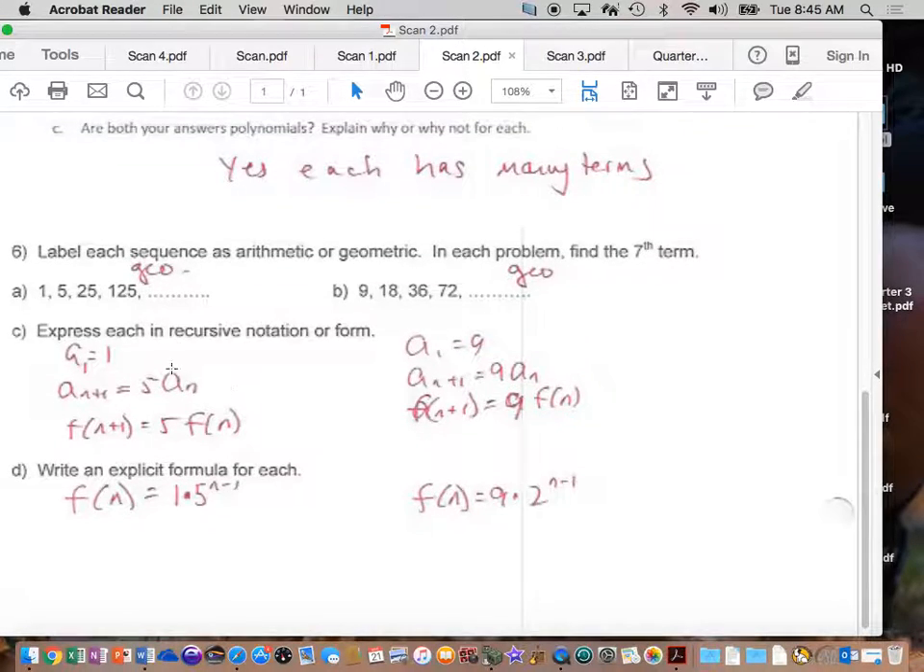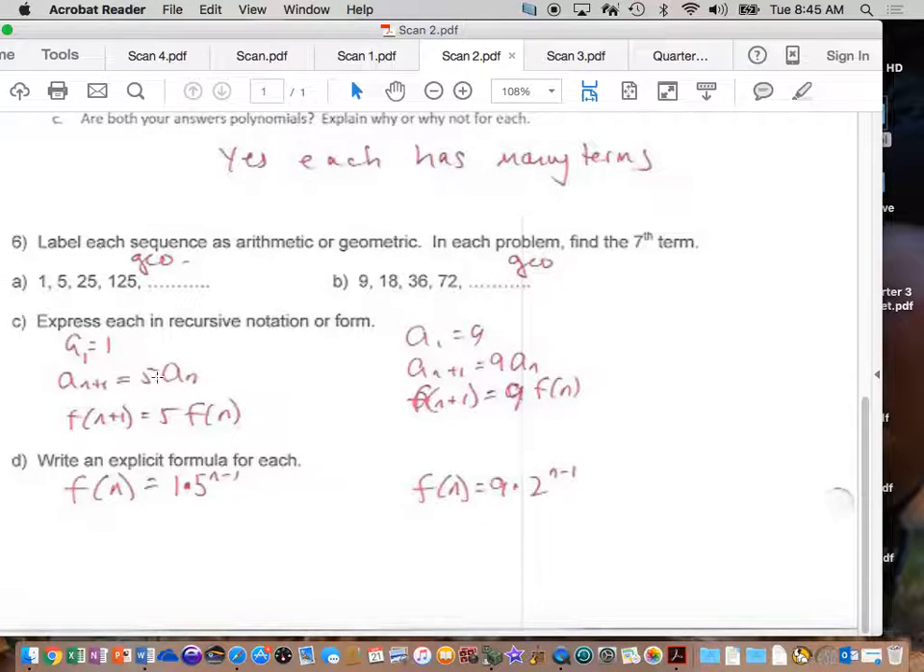When it comes to recursive notation, you have to have a sub 1, and then you could write either of these two formulas. Juliana likes to write it like this, so I added this in today so that she could see if she was right. And sometimes they put that as a choice, so you should be prepared for it. Okay? When you do explicit formulas, that's where you're looking at the n-1 stuff.